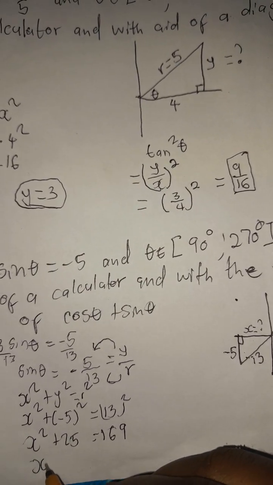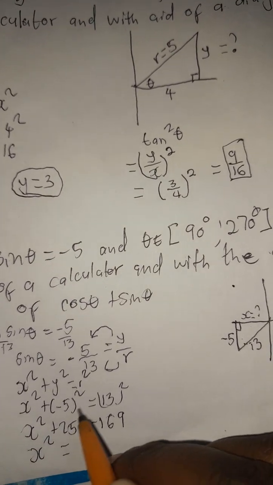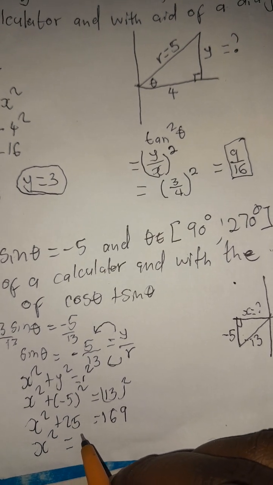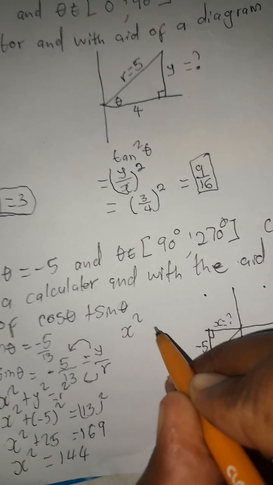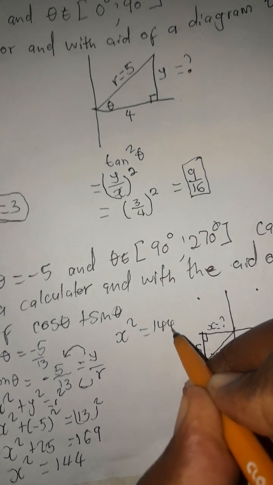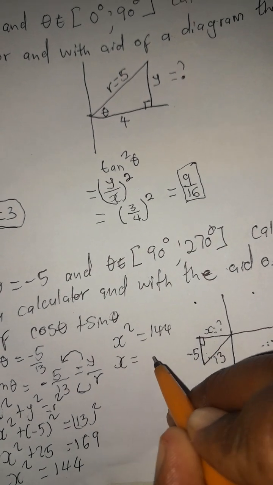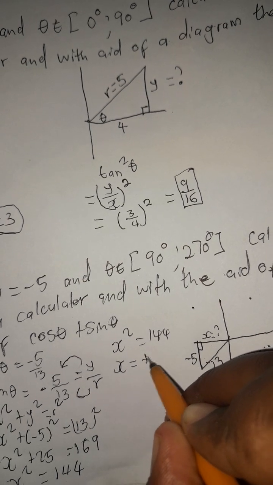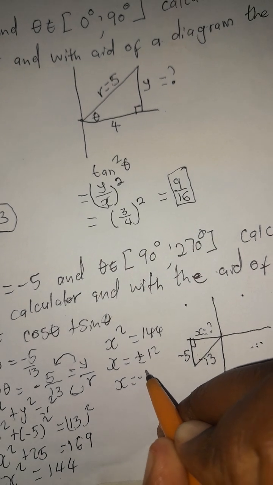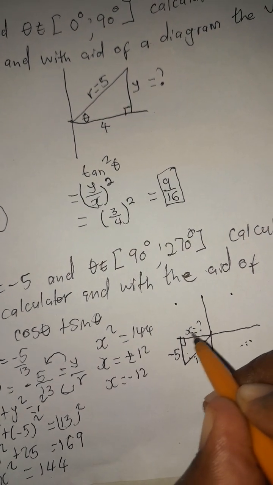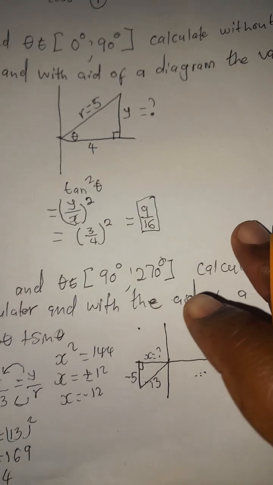Then you can transpose 25 to the other side. 169 minus 25 is 144. Then the square root of 144 will be x, which is plus or minus 12. But what we can take is -12, because x is negative on this side. So we are going to put -12.